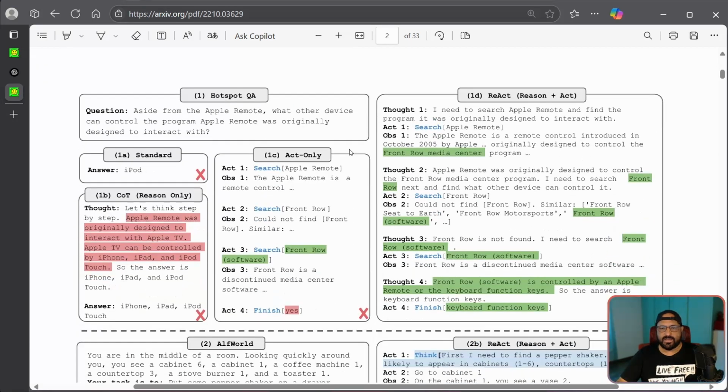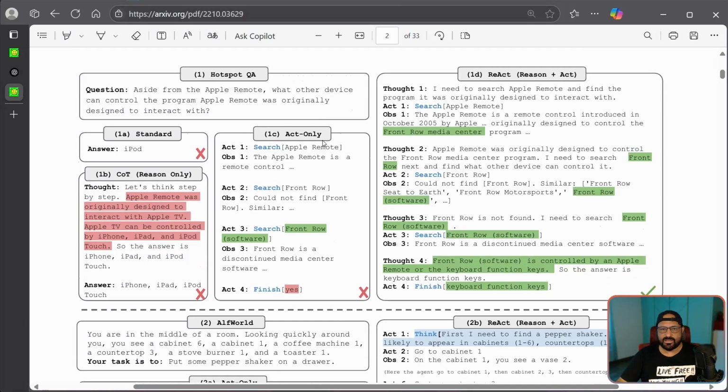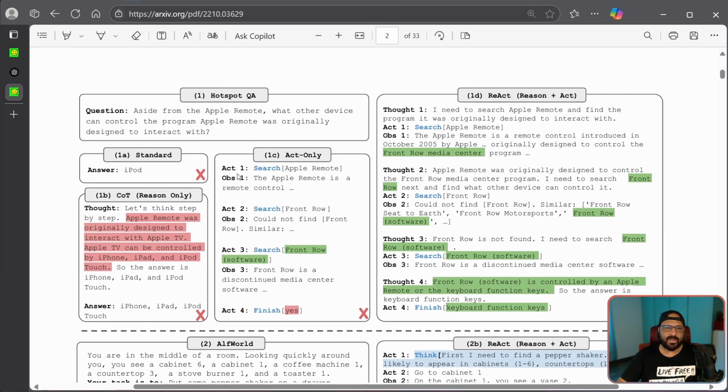So again, here is the example they have given, and it's very clearly demonstrated. So probably you might want to go through these two papers, at least a few pages initially, to get a feel of what exactly they are talking about. It's very easy to understand.